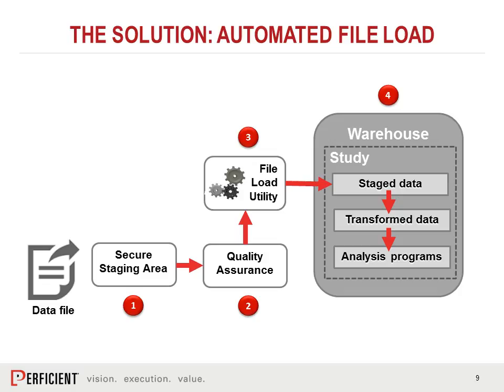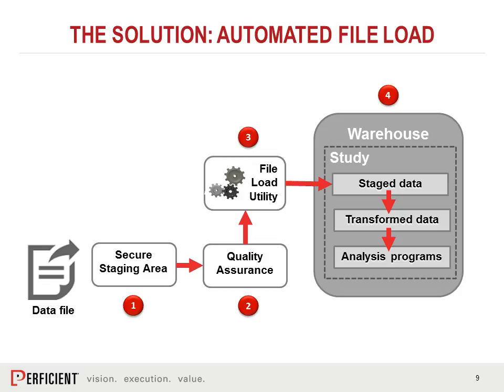In step number 3, the file load utility actually takes over. The quality assurance checks have been met, and the file load utility starts to process the data in the data file. It basically extracts each of the data sets from that data file, does its own processing on them to determine the file formats and the data structures, and in the end, in step number 4, it loads that data into a staging area in my warehouse.